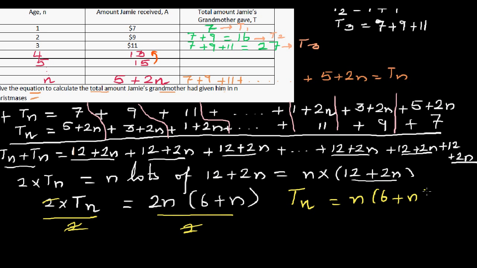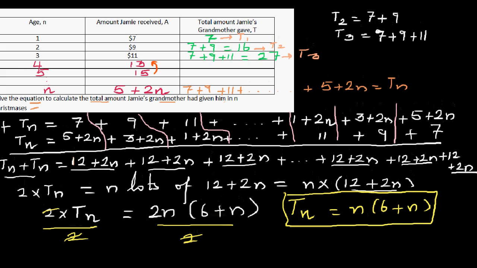So we need to check our formula. Let's check whether this formula works. Let's say the third year. The total amount she gave was 3 times, this is n equals 3, 3 times (6 plus 3), which is 27, and it does work.